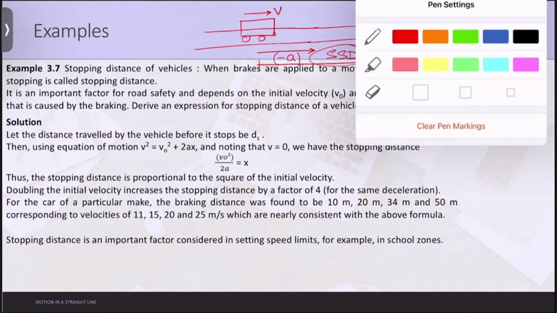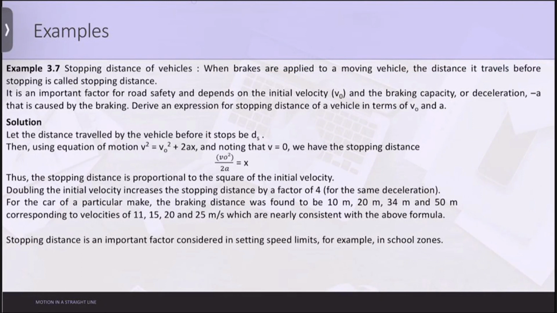Okay, fine, those are definitions. So stopping sight distance of a vehicle is when the brakes are applied to a moving vehicle, the distance it travels before stopping is called the stopping distance. It is an important factor for road safety. It depends on the initial velocity V0 and the braking capacity or deceleration, minus a, which is caused by the braking.